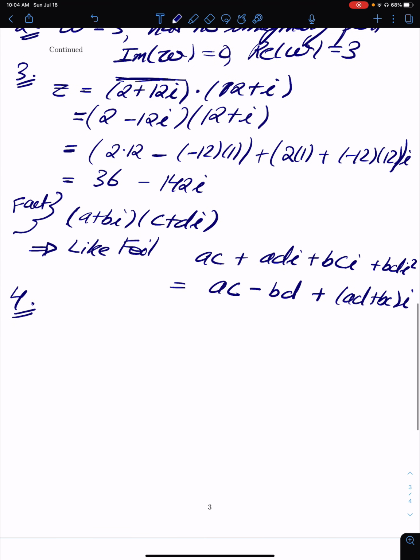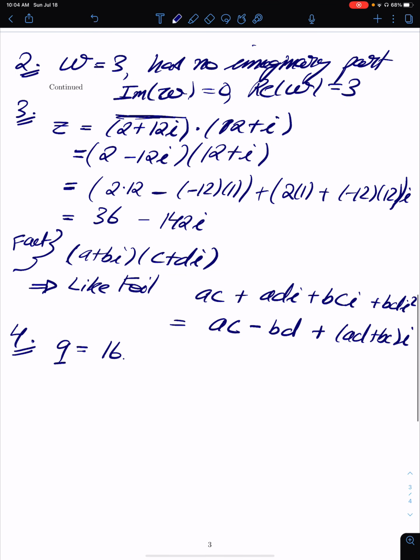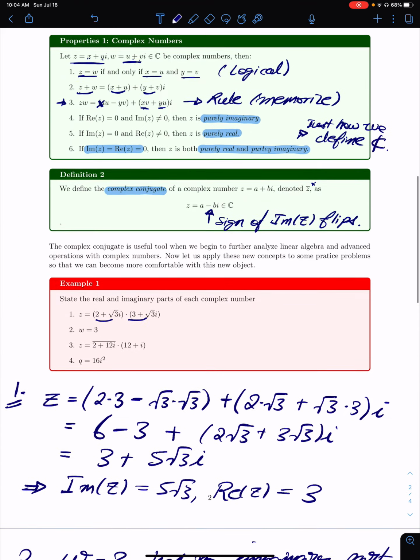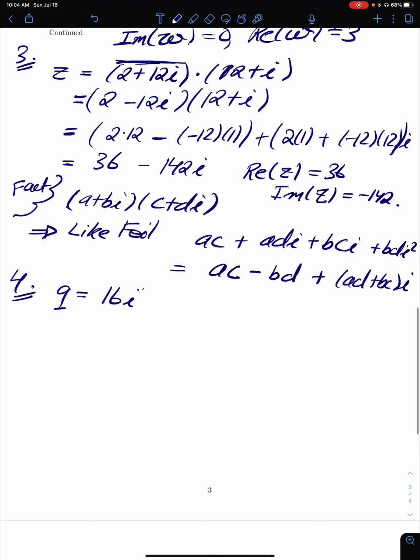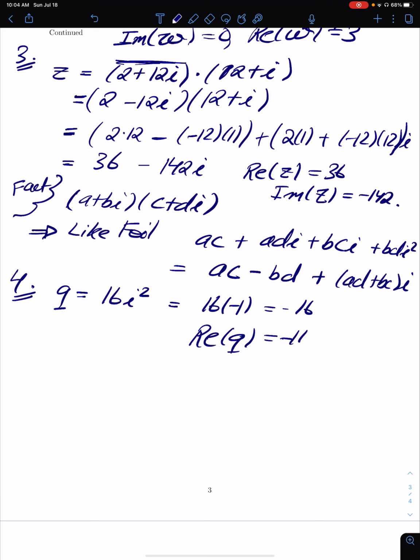Number 4, q is equal to 16i squared. So what's the real part here? Real part of z, of course, is 36, and the imaginary part of z is, remember, negative 142. Okay, this reasoning is similar to what we described here. So 16i squared, let's simplify that. That's 16 times negative 1, so negative 16. So again, the real part of q is negative 16, and the imaginary part is 0.